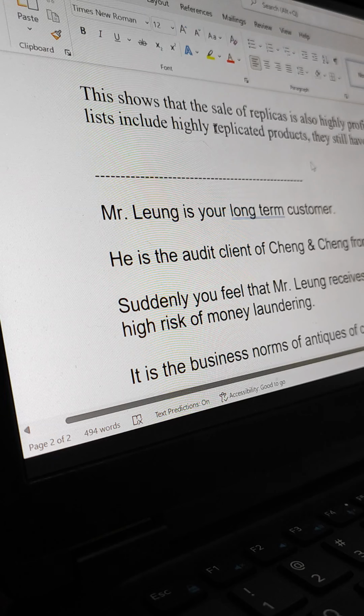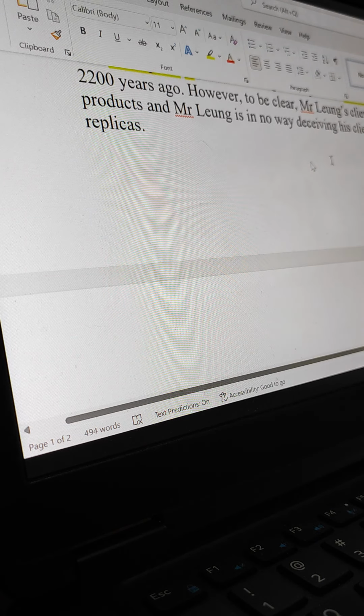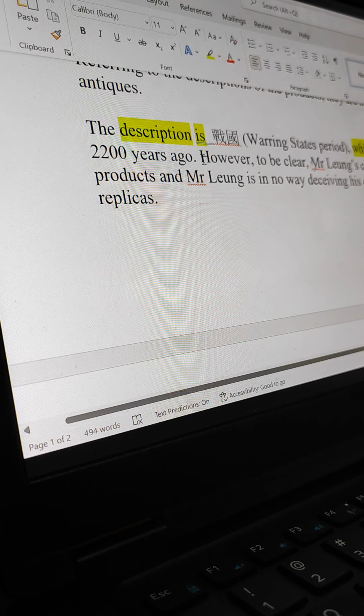So this shows that the sale of replicas is also highly profitable, or maybe, even though the inventory lists include highly replicated products, they still have artistic value, not "values", but "value". Yes. Okay. Do you agree that it's important to clarify a little bit like that? Yes.